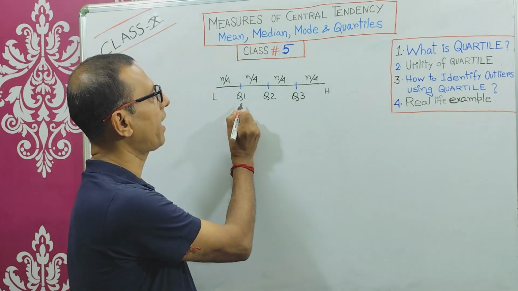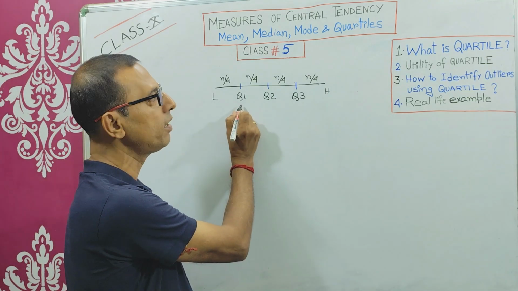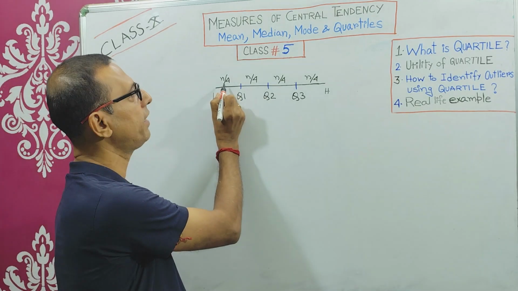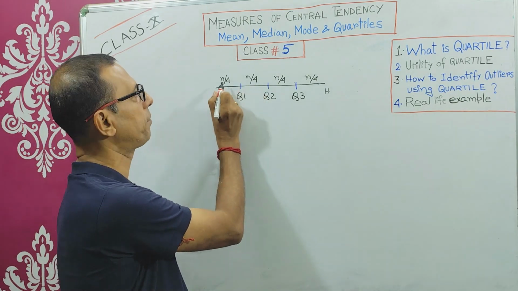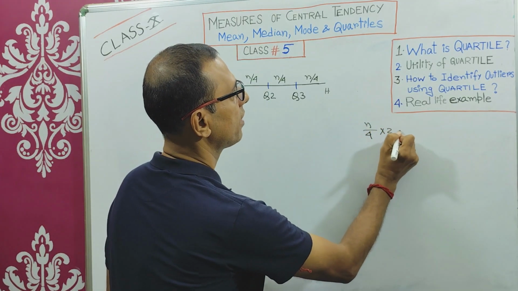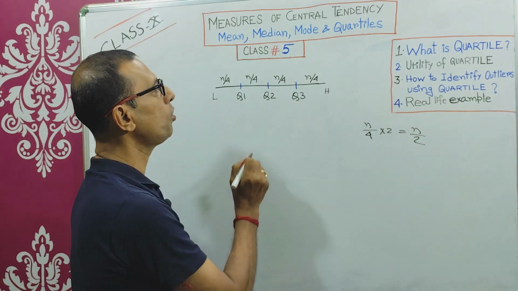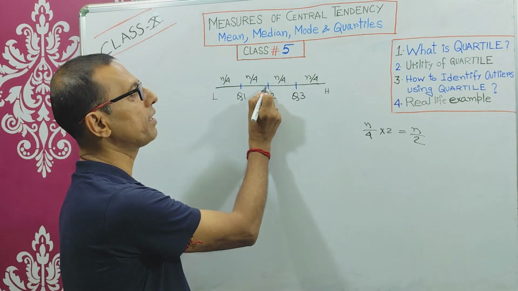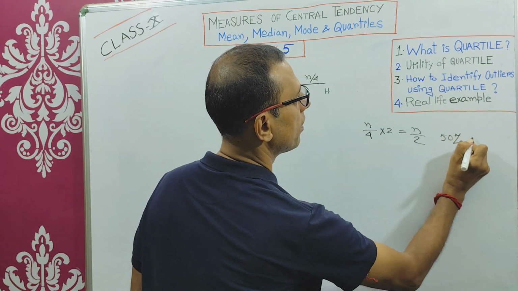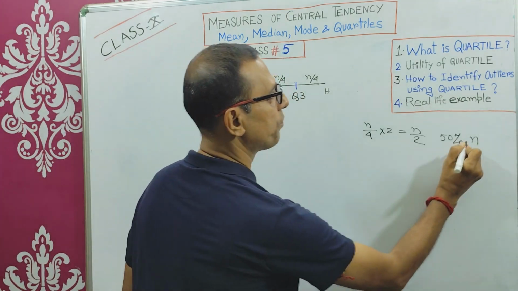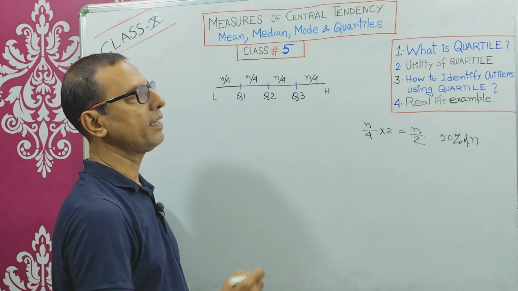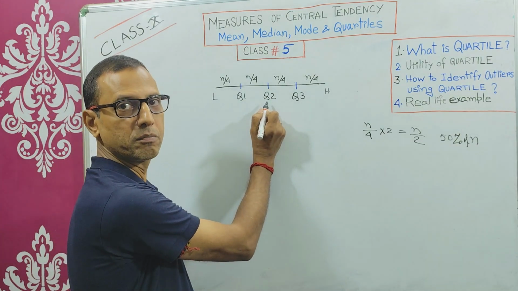Q1 is also termed as lower quartile or first quartile. Q2, if you see, this is the second quarter. Second quartile means n by 4 plus n by 4, that means n by 4 into 2, that means it is n by 2. So n by 2 means Q2 is the median. n by 2 means that is 50% of the total number of observations, 50% of n. So Q2, the second quartile, is also called median.